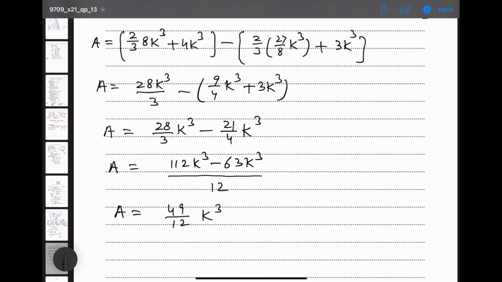This is the area of the shaded region in terms of k.